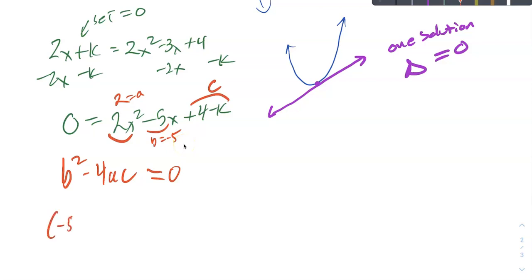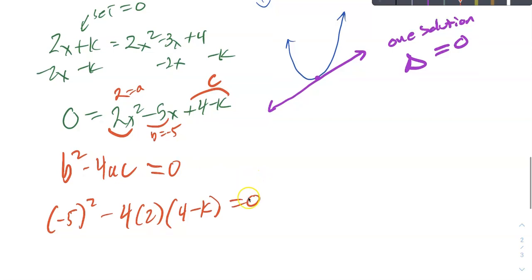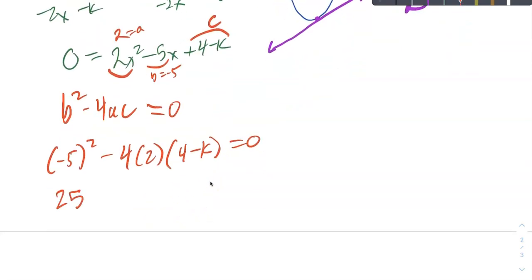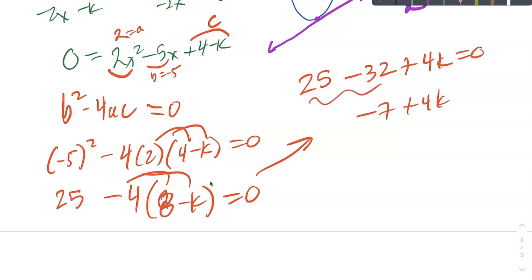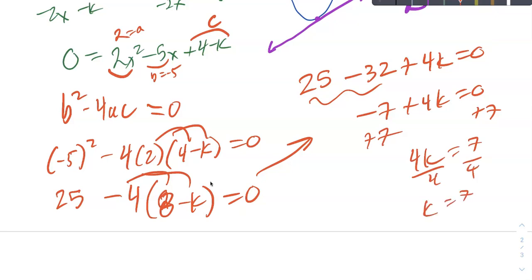So we just have to plug this in and solve that equation. We get -5 squared minus 4 times a, which is 2, times c, which is 4 minus k. So that equals 0. Again, it's equal to 0 because that's one solution. This is 25 minus, let's distribute this first, -4 times 8 minus k equals 0. Distribute the negative. So 25 minus 32 plus 4k equals 0. That's -7 plus 4k equals 0. Add the 7 over. 4k equals 7. Divide by 4. k equals 7/4. And that's the answer.